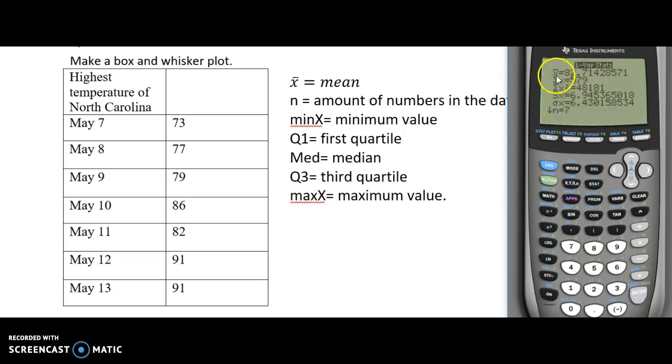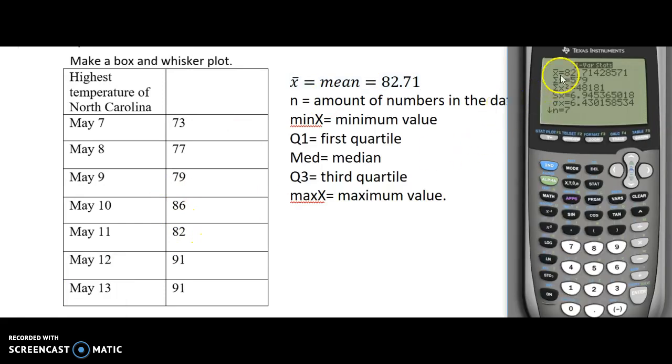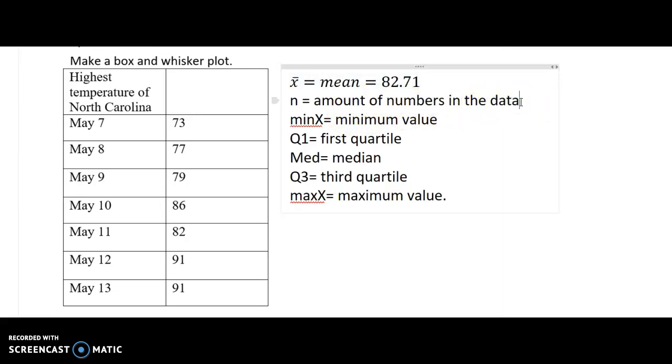And this is very important information. As you can see here, this is the X bar. That's how you read it. The X bar, as we covered over here, is the mean. So the mean of this data is 82.71. So I'm going to write it on to the side, 82.71. This sigma and this other sigma is not important to us. This little alpha symbol will be important to us, but not right now. N equals 7. Like I told you, what was the amount of numbers in the data? There was 7, so it gave us that N was 7.